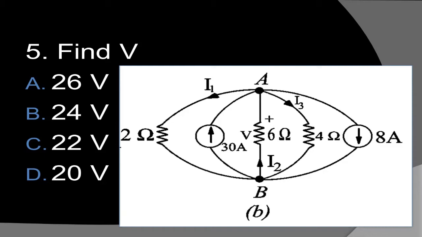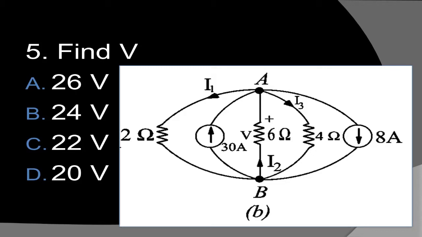6 ohm resistor. Here we have a voltmeter, V, with a positive and a negative terminal. The voltmeter is connected in parallel with the 6 ohm resistor, wherein this is the positive terminal of the voltmeter and this is the negative terminal of the voltmeter.